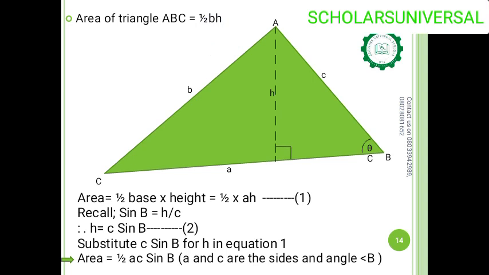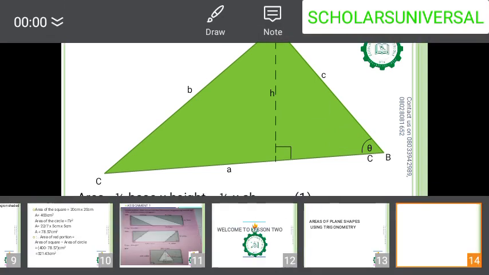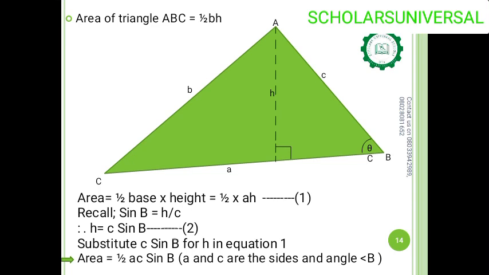Alright, area is what? Half base times height, and that is what? 1/2. The base is A, you can see A here, and this is the height, you can see H. Alright, but our reference angle is this B. Okay, so recall that sine B is what? H over C. That is opposite over hypotenuse. If you make H the subject of the formula, it will be C sine B, which is equation 2 here.